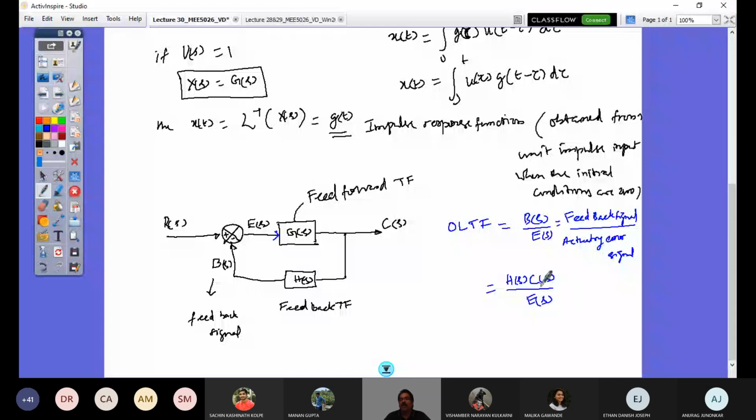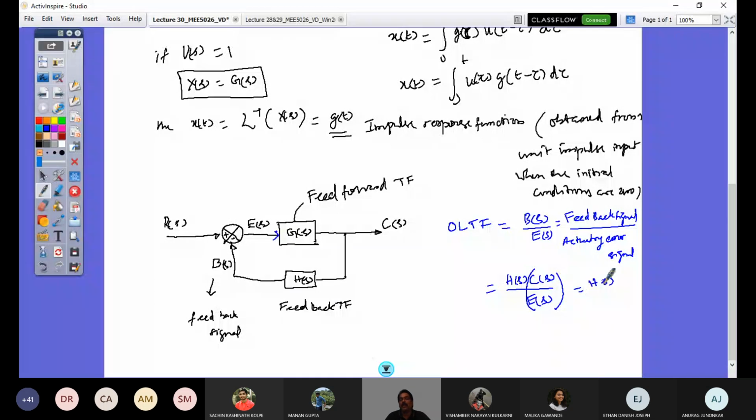If you look at here, C of S is the output and E of S is the input, and this is G of S. So I would write this as H of S into G of S. H of S into G of S. That's what is my open loop transfer function.